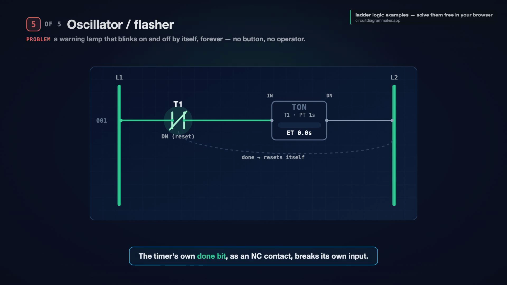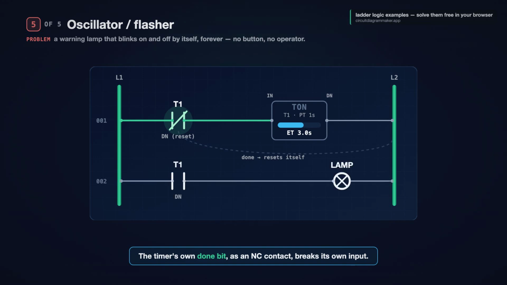Example 5, the flasher. The problem: a warning lamp that blinks on and off, on its own, forever. No button held, no operator. Just a steady blink. This is where timing feeds back on itself. We use one timer, and we wire its own done bit to reset it. The timer counts up to, say, 1 second.